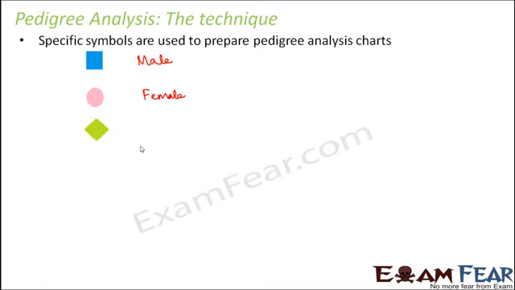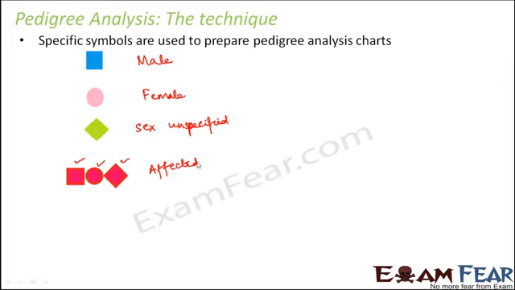If you have a triangle like this, then this means that the sex is unspecified. So we do not know the sex of the individual, whether it is male or female. If you have something marked in red, now this means a male, this means a female, this means the sex is unspecified. But if they are all bold red, that means that these individuals are affected. So they are affected with a disorder.